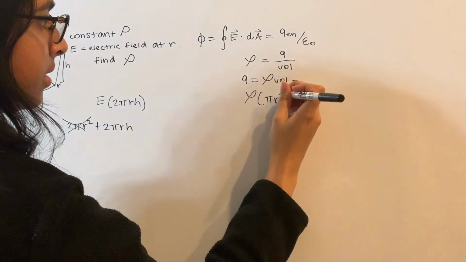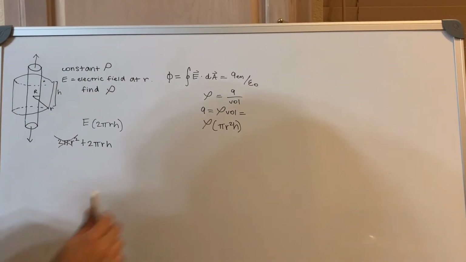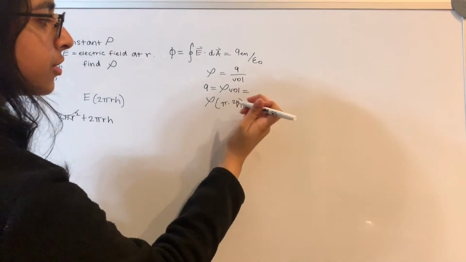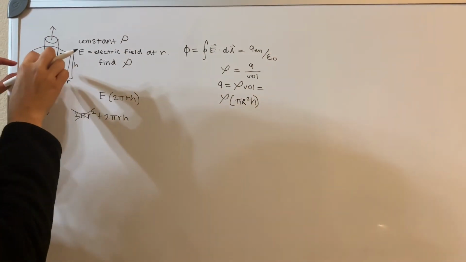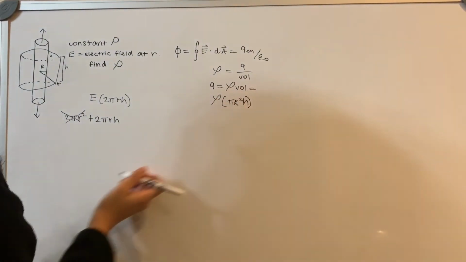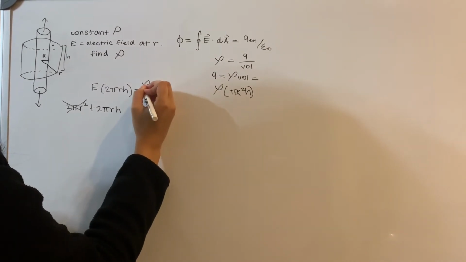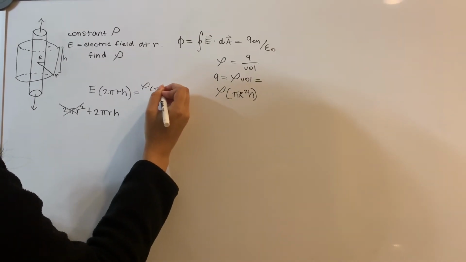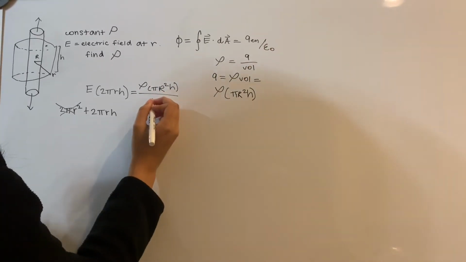r squared h. Wonderful. So just to clarify something, this is actually going to be large R because we're talking about the actual charged surface that's inside our Gaussian surface. So now we have an expression for Q. So we can plug that in here and say Q is going to be rho times pi R squared h. Great. Over epsilon naught is just epsilon naught.